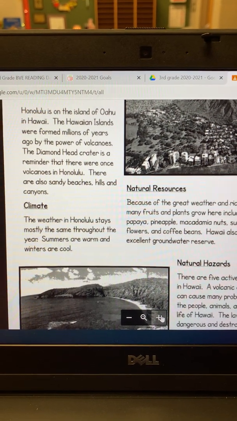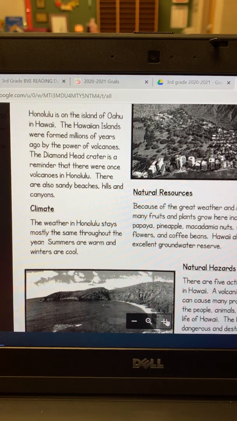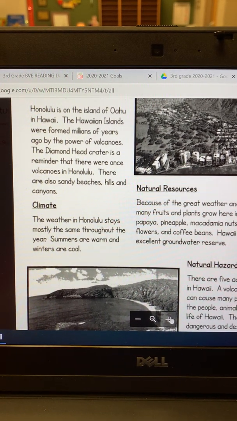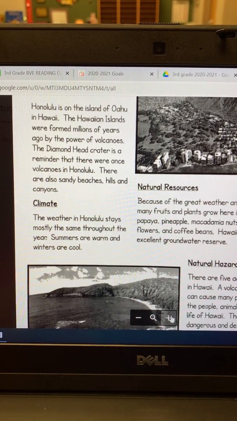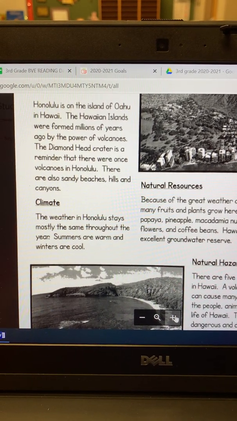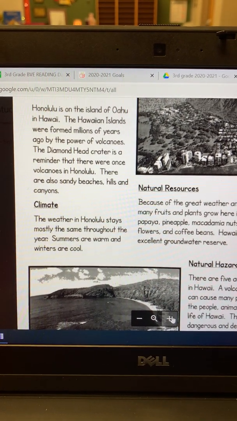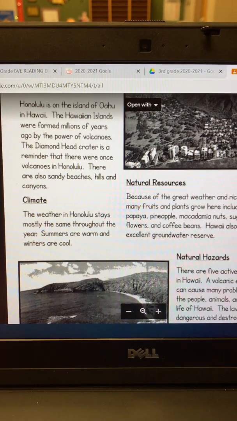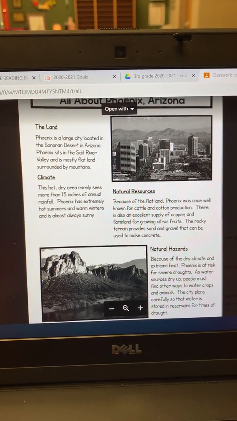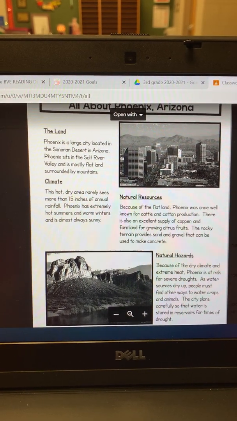Honolulu is on the island of Oahu in Hawaii. The Hawaiian Islands were formed millions of years ago by the power of volcanoes. The Diamond Head crater is a reminder that there were once volcanoes in Honolulu. There are also sandy beaches, hills, and canyons. So could you say that there's anything the same about these places?